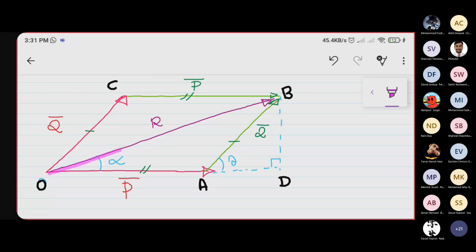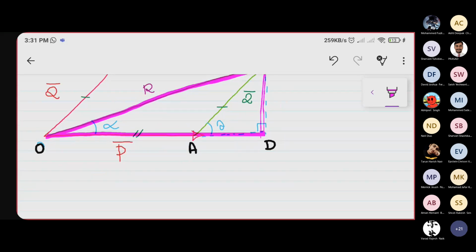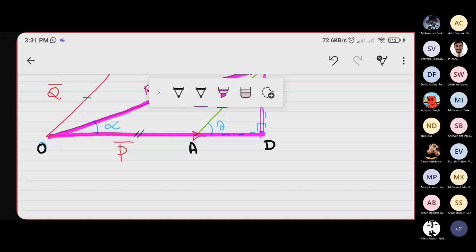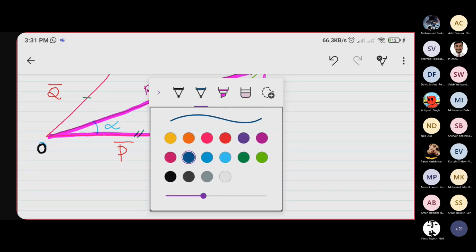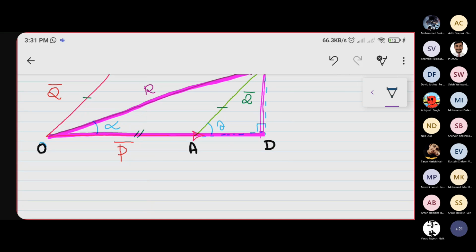So in triangle ODB, which is the triangle? Just see this triangle ODB. This is a 90-degree triangle, right? So we can use which theorem? Pythagoras theorem. What does Pythagoras theorem say? Square of two sides is equal to square of the diagonal.